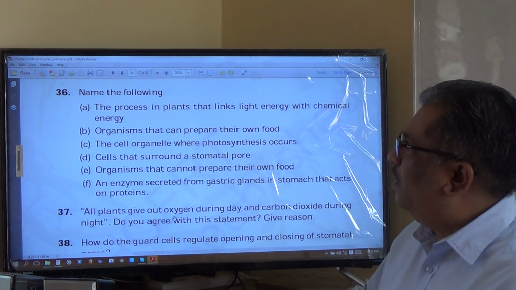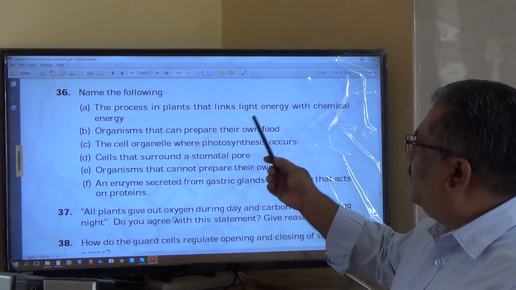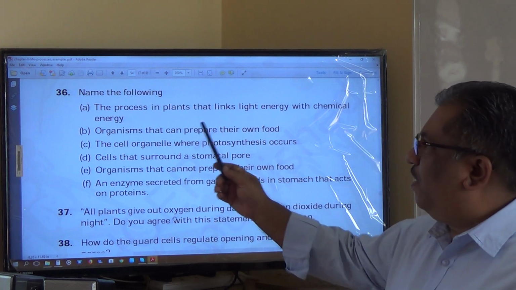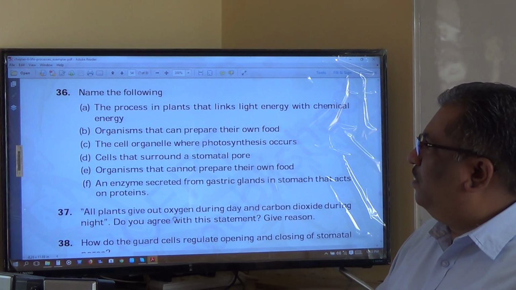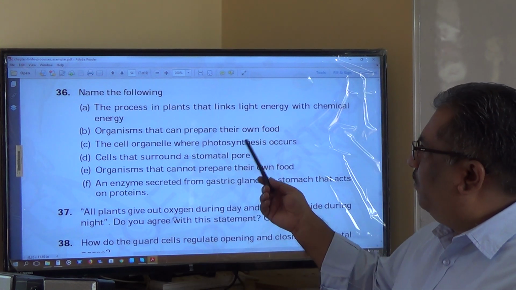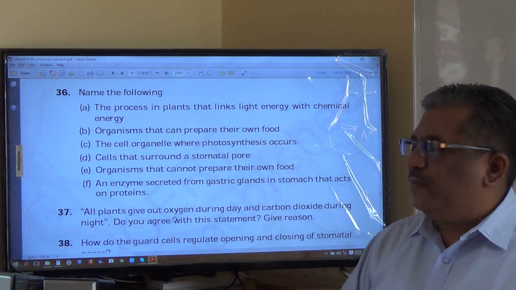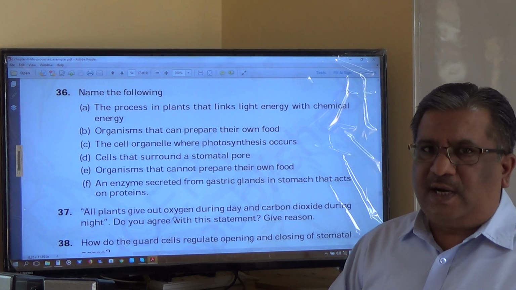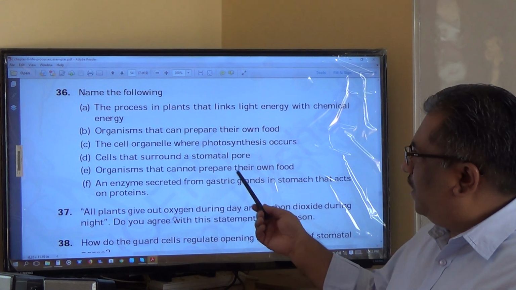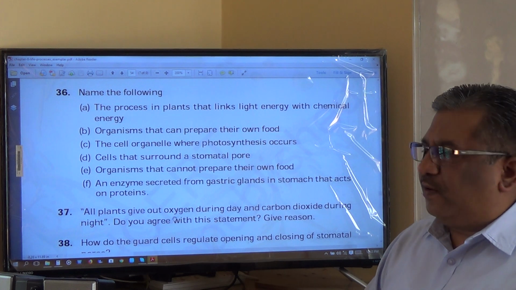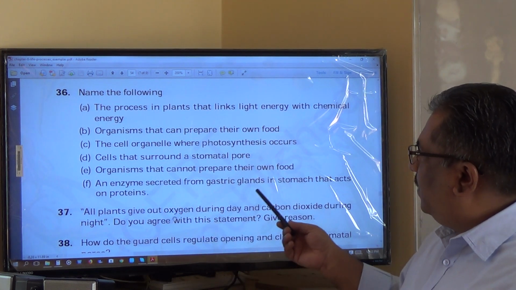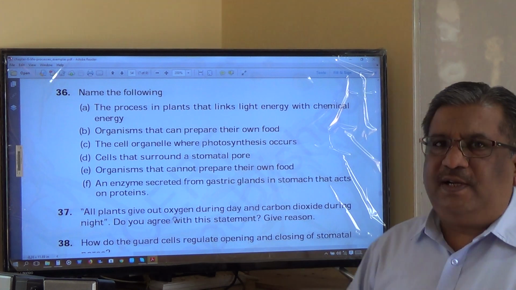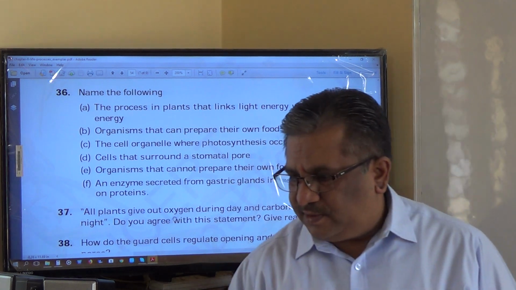Let's see now. Name the following. Process in plants that links light energy with chemical energy: photosynthesis. Organisms that can prepare their own food: autotrophs. Cell organelle where photosynthesis occurs: chloroplast. Cells that surround a stomatal pore: guard cells. Organisms that cannot prepare their own food: heterotrophs. An enzyme secreted from gastric glands in the stomach that acts on protein: pepsin is the enzyme, isn't it? Next.